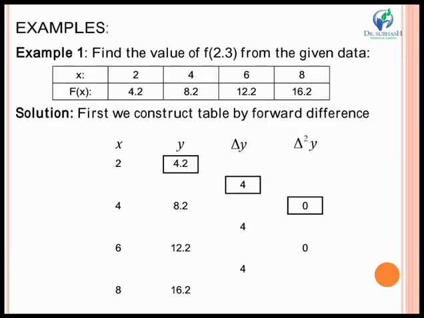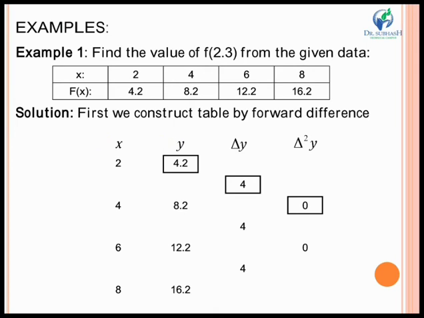Now let us move towards the example. We will understand this in a better way, right? Now find the value of f of 2.3 from the given data. See, we have to find the value at 2.3, and 2.3 comes in the starting of the given data, right? So here we will use Newton's forward interpolation formula. First we will construct a table. Now let me teach you how to construct a table. First write values of x and y that are already given to us. Okay, we have written all the values.